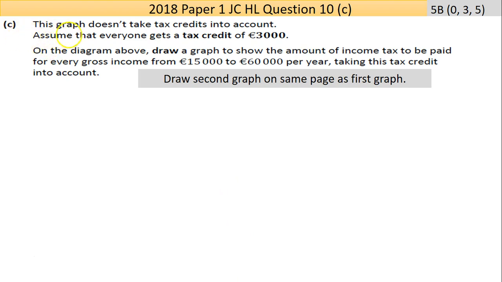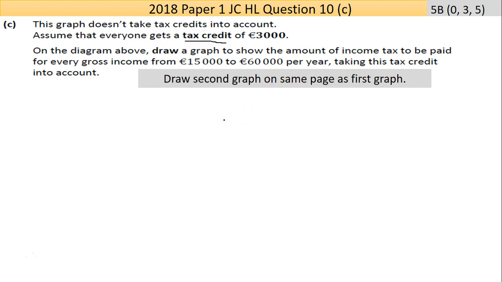Now, part C here says, this graph doesn't take tax credits into account. Assume that everyone gets a tax credit of 3,000. Now a tax credit is if I owed 3,000 in tax, and I had a tax credit of 3,000, I'd owe nothing. So if I owe 6,000 in tax, I have a tax credit of 3,000, I only owe 3,000. So on the diagram above, draw a graph to show the amount of income tax to be paid for every gross income from 15,000 to 60,000 per year, taking this tax credit into account.